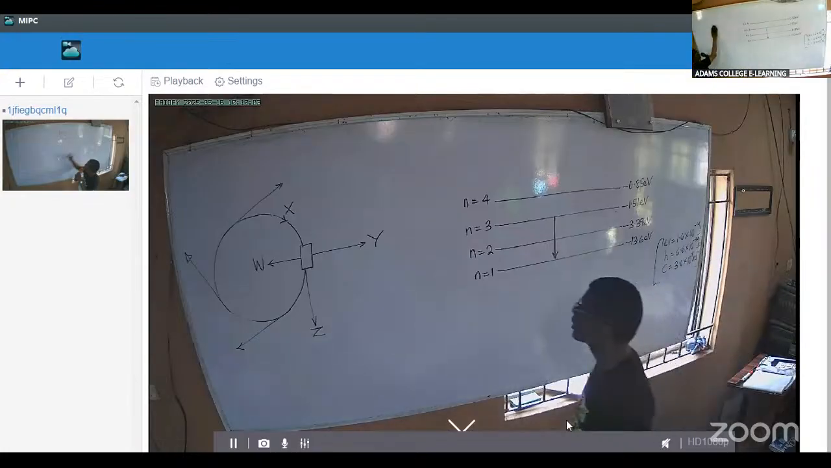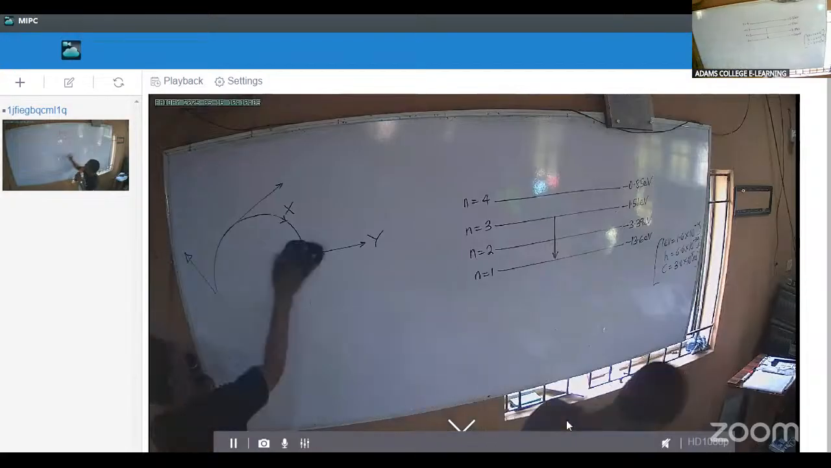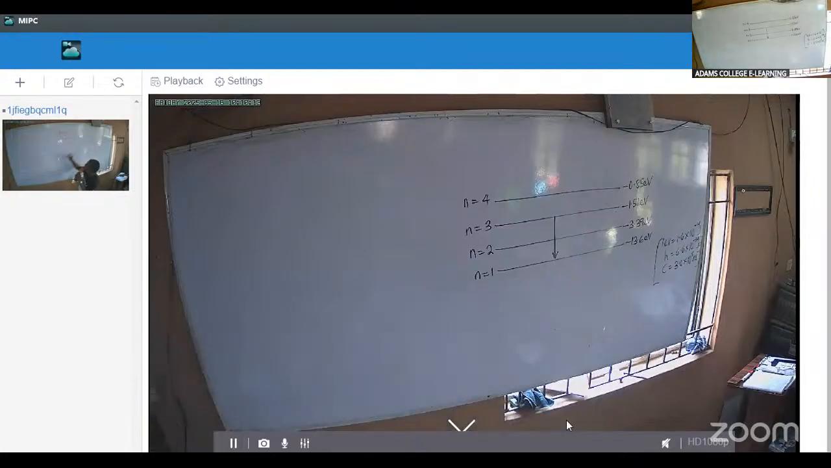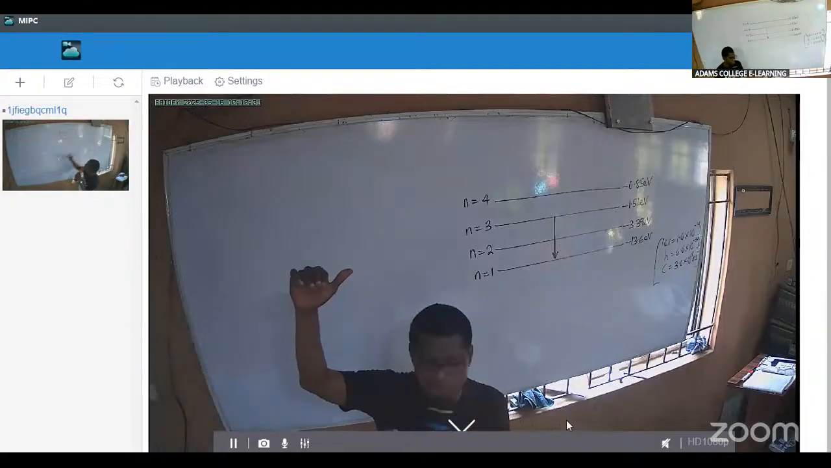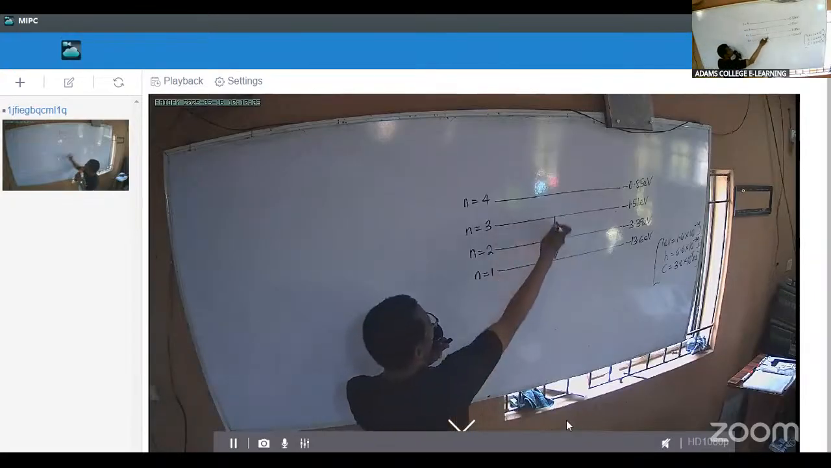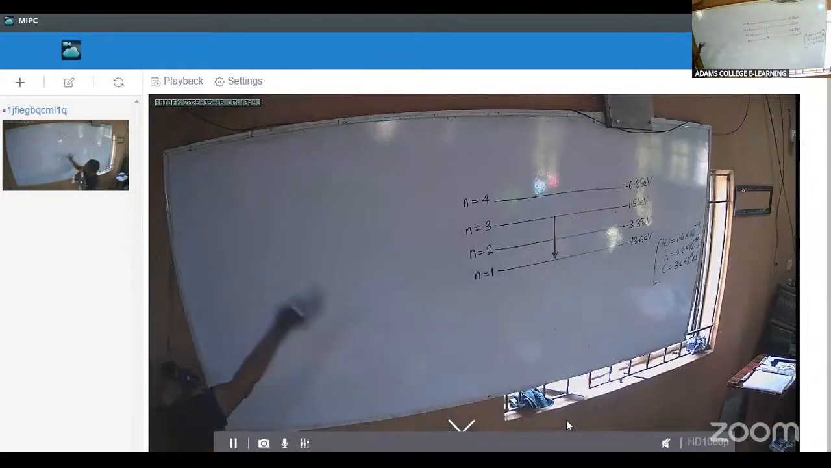Now, what's the meaning of emission spectrum or emission spectra? Emission spectra is talking about energy liberated when an electron falls from a higher level towards a lower level. So when you fall from 3 to 1, that's emission spectra, the spectrum of light you emitted.